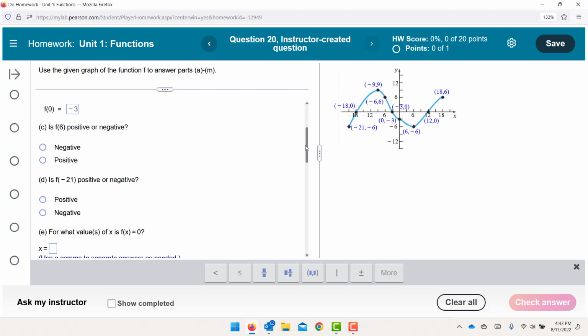Okay, now part C, it says is f of 6 positive or negative? So again, this is function notation. F of something is the y value. So when x is 6, is the y value of the curve positive or negative? When x is 6, the y value is -6. So f of 6 is -6. -6 is negative.